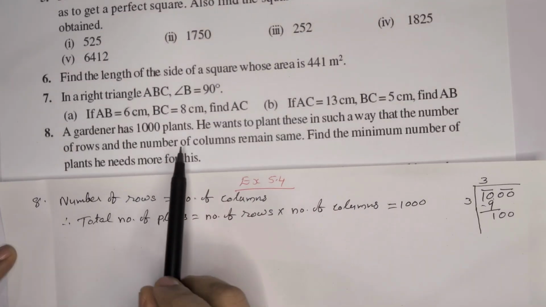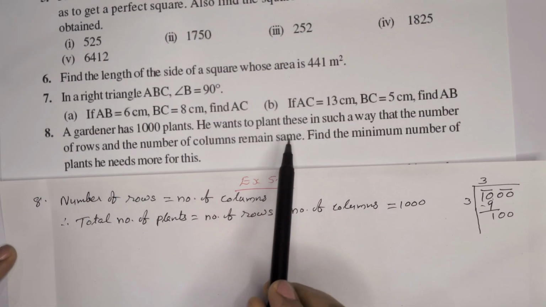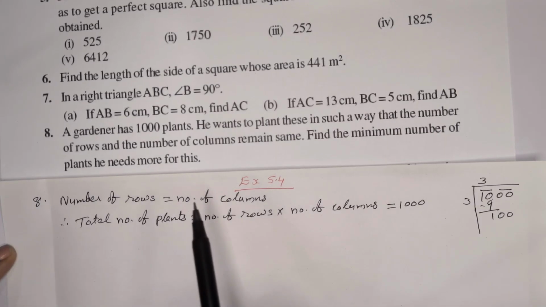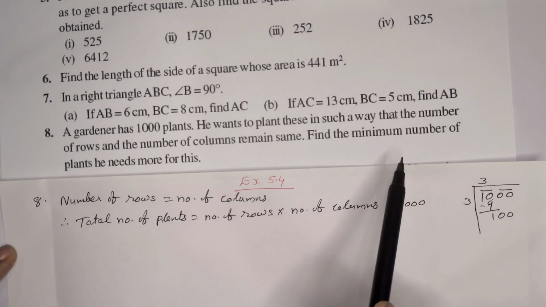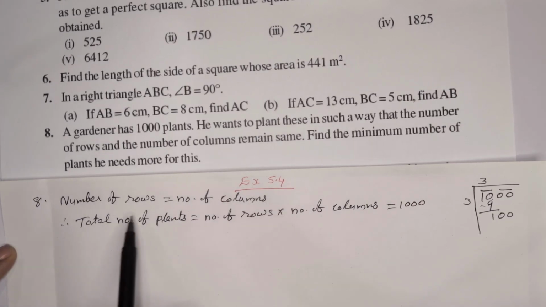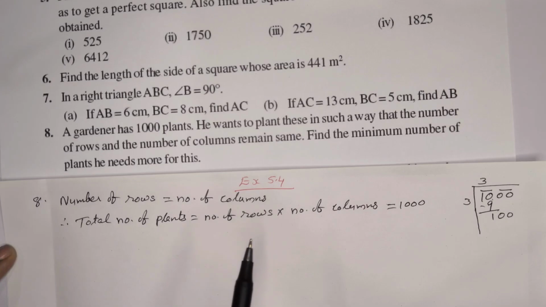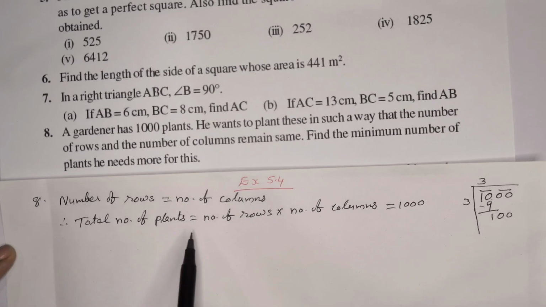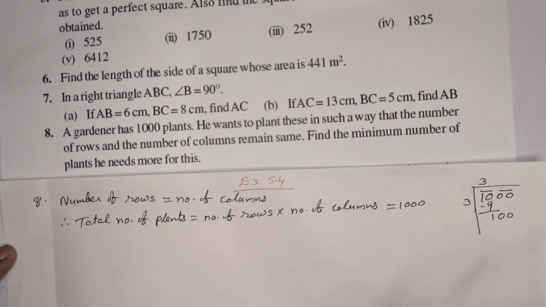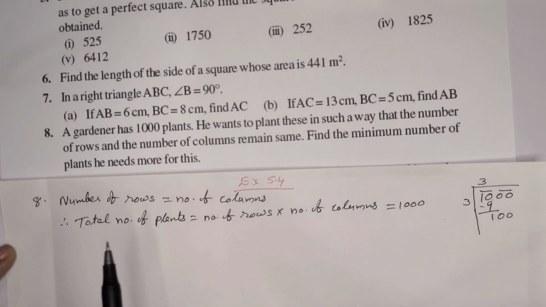Question number 8. A gardener has 1000 plants. He wants to plant these in such a way that the number of rows and number of columns remain the same. Find the minimum number of plants he needs more for this. So, number of rows is equal to number of columns. Total number of plants, that means number of rows into number of columns, is equal to 1000 plants. So these are supposed to be equal.